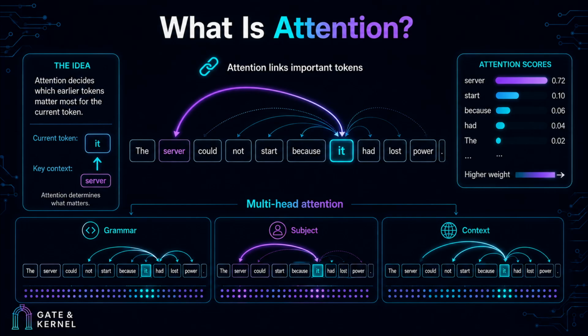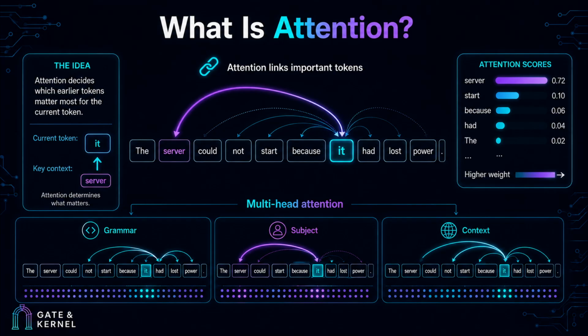Chapter 6. What is attention? Attention helps the model determine which earlier tokens are important when processing the current token. Consider this sentence: "The server could not start because it had lost power." To understand the word "it," the model must determine that it probably refers to the server.